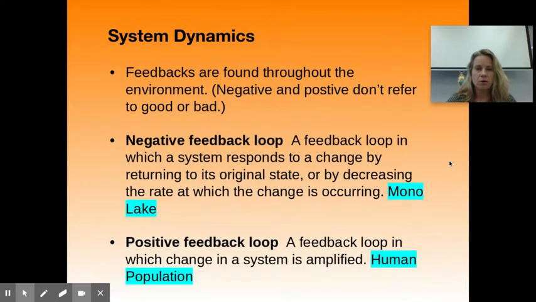All right, so thinking about these, I mentioned Mono Lake. That's exactly what occurs at Mono Lake. You've got lake level decreasing, less surface area, less evaporation, and then in the winter months it fills, and so on. And then the positive feedback loop in that same example was the human population.